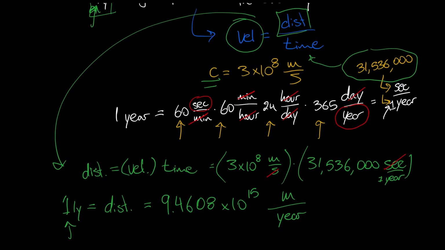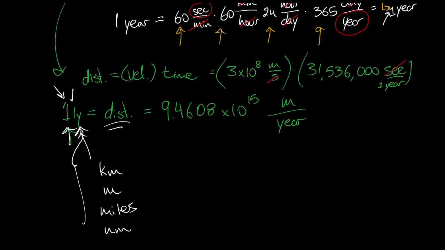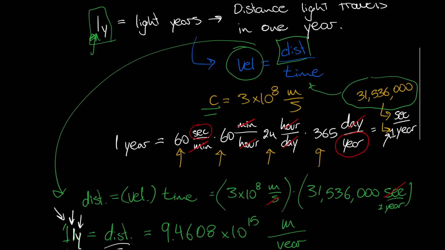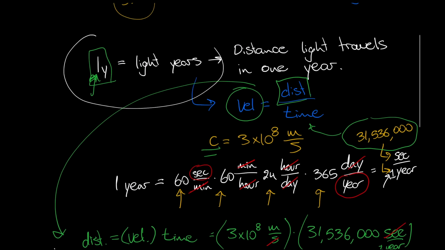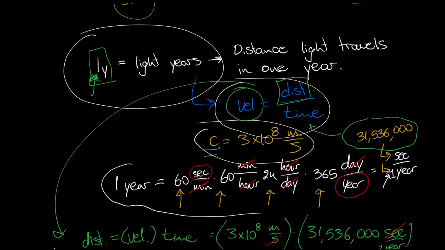So what is 1 light year? It is a distance, literally as simple as that. 1 light year is just a distance. It's like converting from this to kilometers, to meters, to miles, to nanometers, whatever distance and unit you want to use. Light year is just a distance. What is that distance? It's the distance light, which is this letter right here, takes to travel in 1 year. And that is this whole calculation I showed you here. I got it just from the definition of light years, this velocity equation, the speed of light, and this little calculation of how many seconds are in a year.